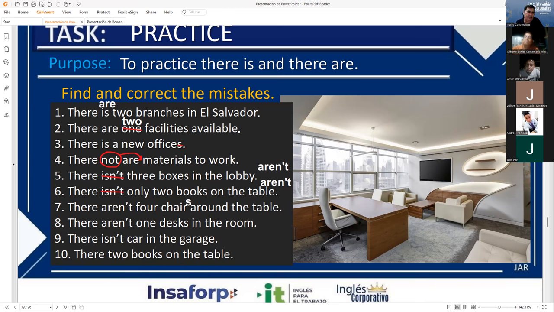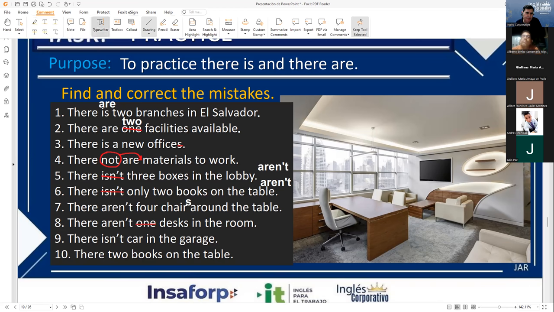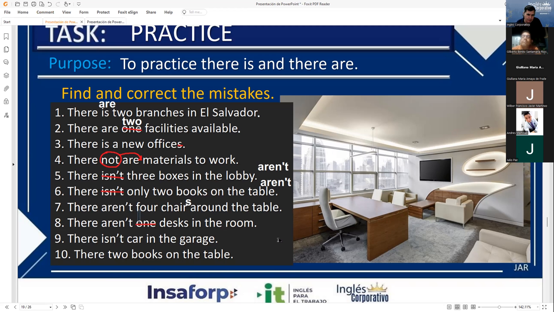Again, the easiest is to change the whole thing. Eliminate one and write a plural noun. Plural number, right? You can say there are what? There is two, right? There are two desks in the room. There aren't two desks in the room. Or there aren't any desks in the room.